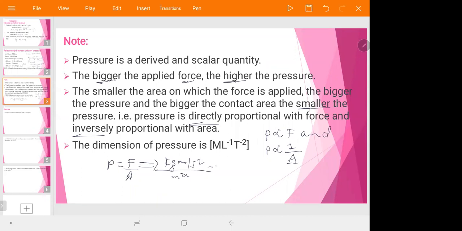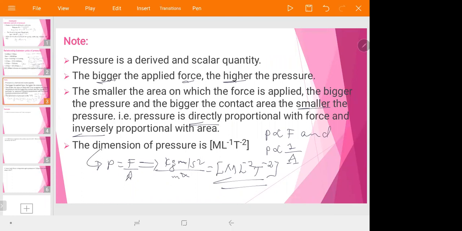Therefore, kilogram is represented by capital M, the dimension of mass. The dimension of meter is represented by L. Because it is in the denominator, it becomes L to the power of -1. Second is the SI unit of time, whose dimension is T, and it is squared. Therefore, we get this expression from the dimension of force.